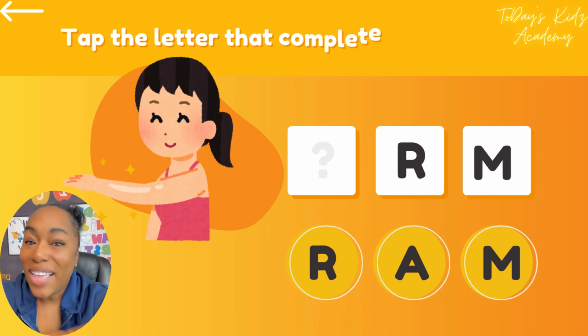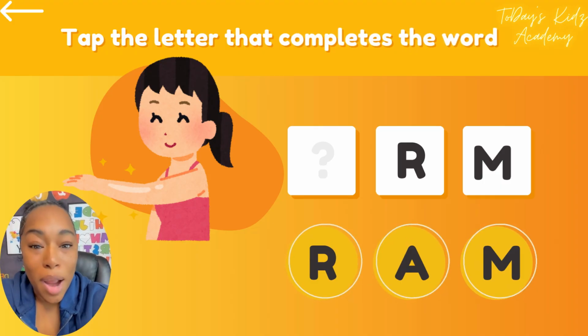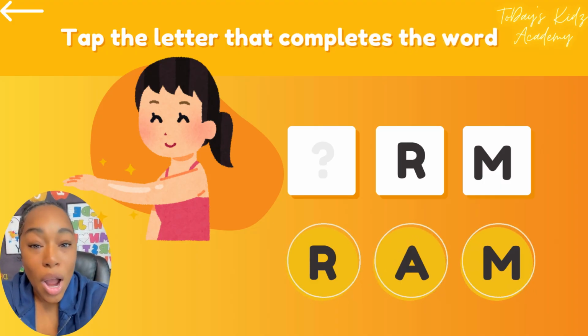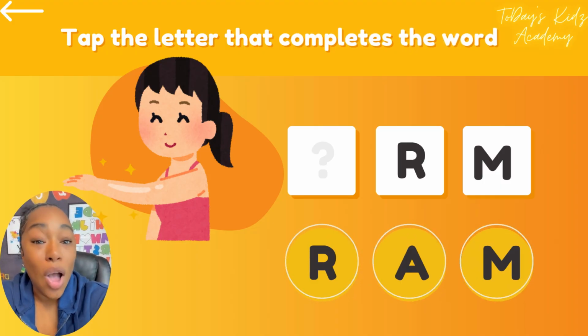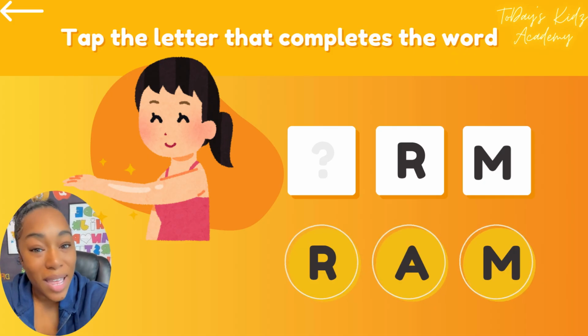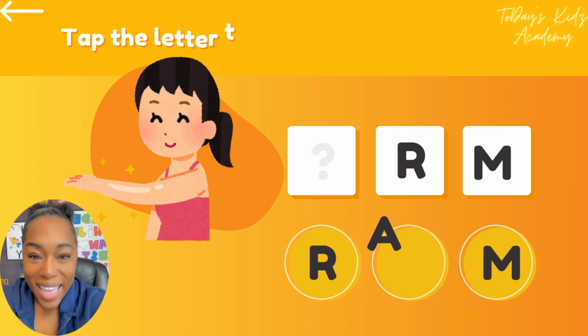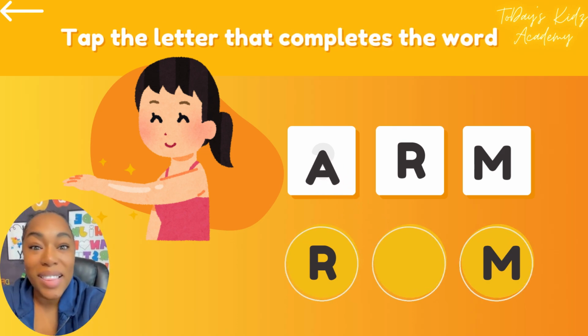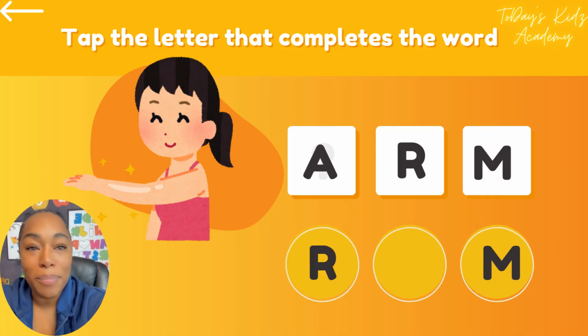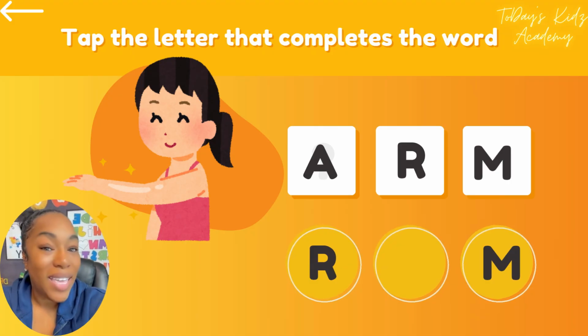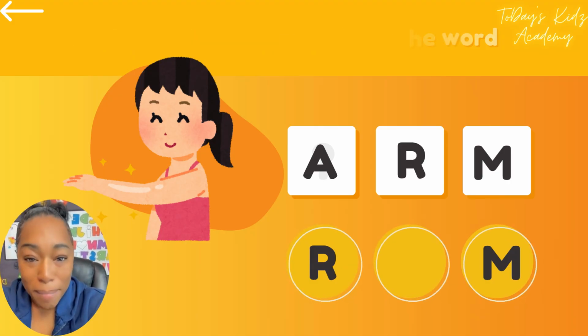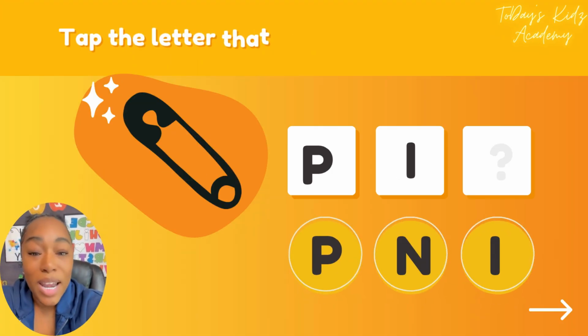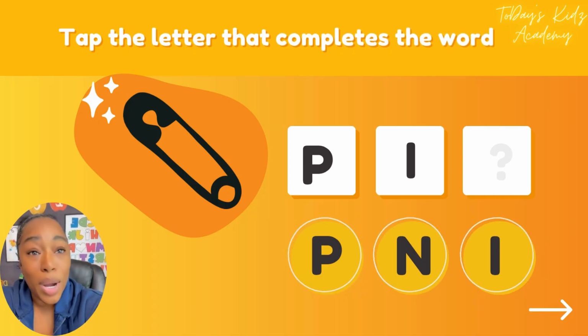Tap the letter that's missing in arm. Arm. What letter is missing in arm? A is the missing letter in arm. Let's spell arm. A-R-M. Arm.